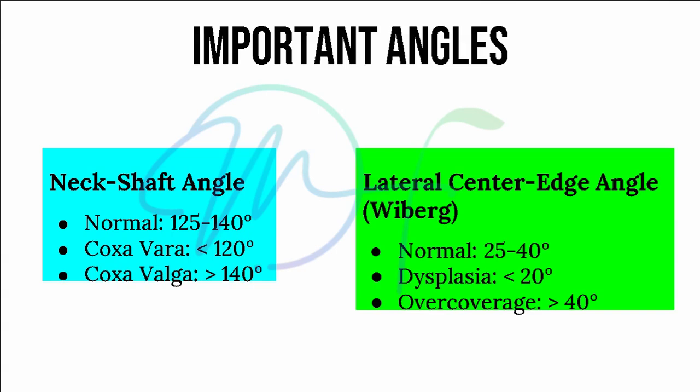Key angles in the hip include the lateral center edge angle: normal, 25 degrees to 40 degrees; dysplasia, less than 20 degrees; overcoverage, greater than 40 degrees. And the neck shaft angle: normal, 125 degrees to 140 degrees; coxa vara, less than 120 degrees; coxa valga, greater than 140 degrees. Understanding these measurements aids in diagnosing conditions like dysplasia and deformities, guiding treatment decisions.